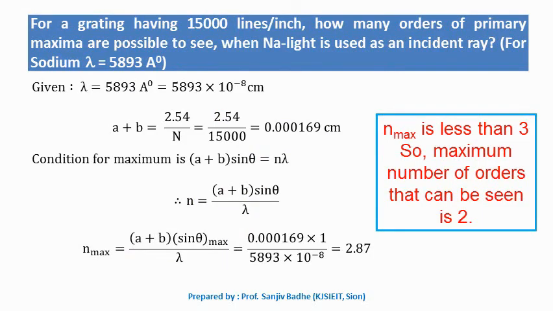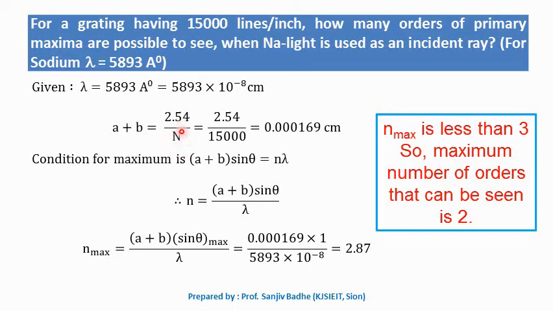This is another one in which we will try to calculate the maximum number of orders that can be seen. The problem is, for a diffraction grating having 15,000 lines per inch, how many orders of primary maxima are possible to see when sodium light is used as an incident radiation? For sodium, wavelength is 5893 angstroms. So in this problem, wavelength is given as 5893 angstroms, that is 5893 into 10 raised to minus 8 centimeters.